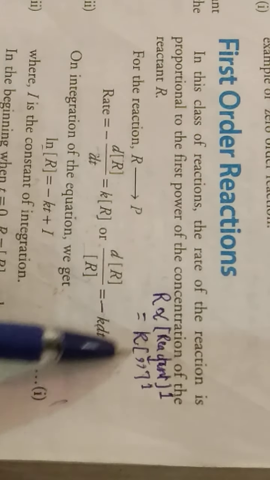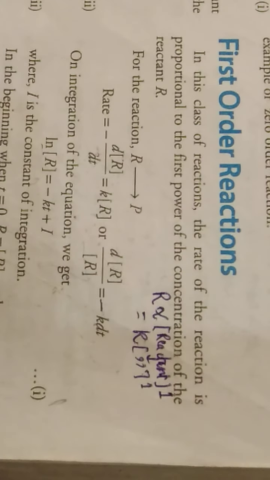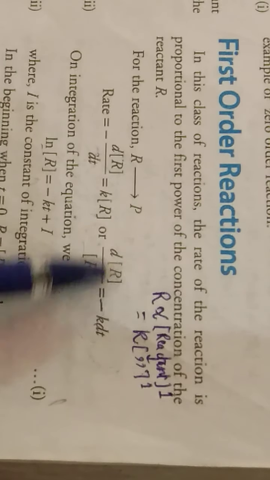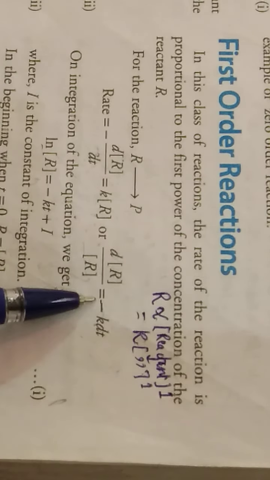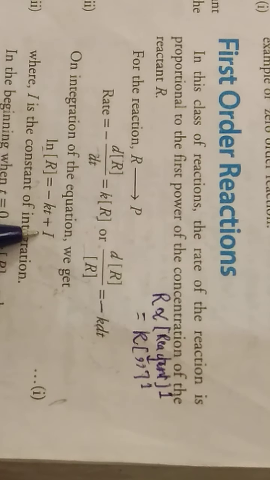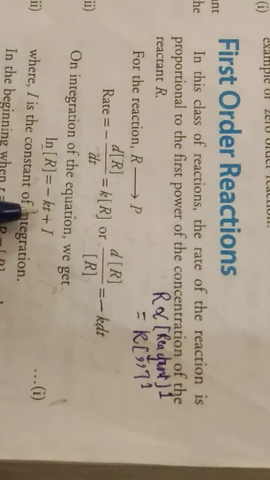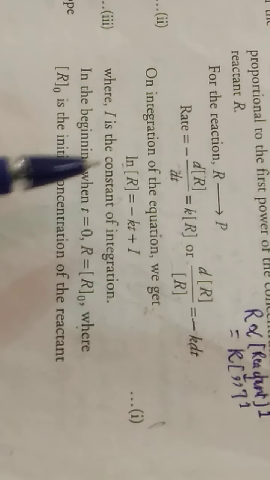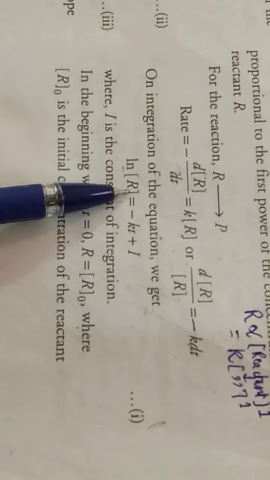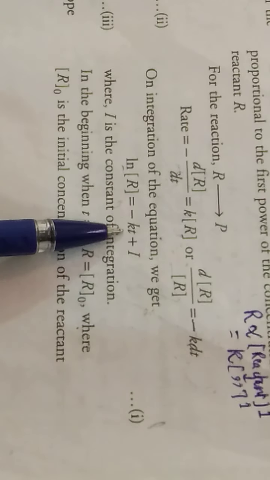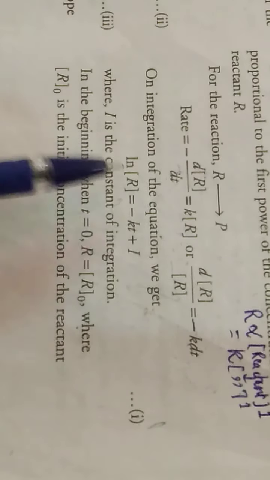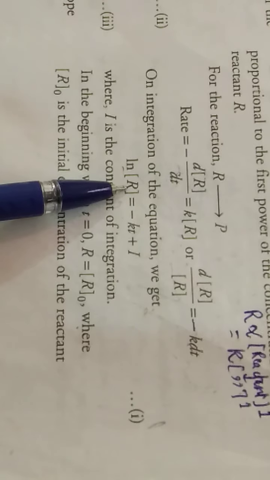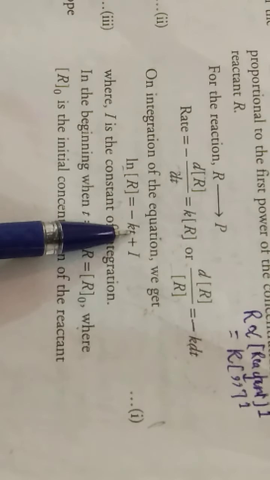Now we'll integrate this differential equation. On integrating, what do we get? Natural log of the concentration [R] is equal to -Kt + I. Here children, I is the constant of integration. Now initially the concentration of reactant was [R]0 and time was equal to 0.